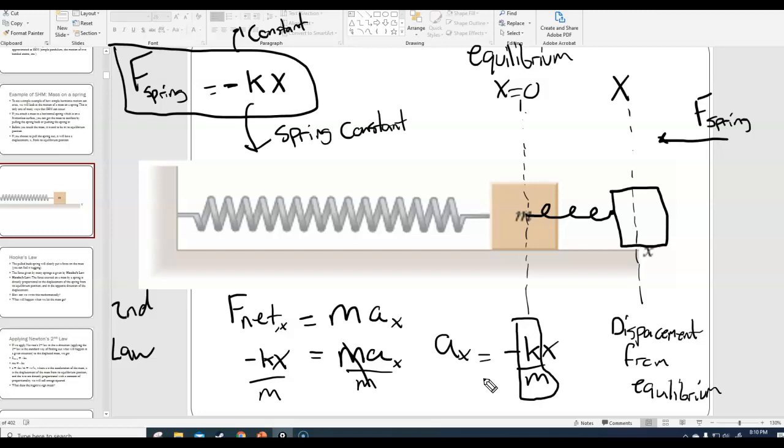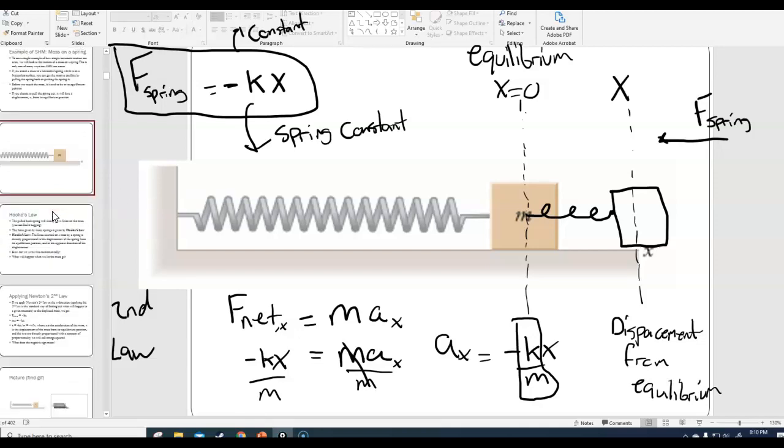Now, I haven't told you really what simple harmonic motion is. I've told you what conditions it exists under, but I haven't really told you the properties of simple harmonic motion and what that looks like. So that's what we're going to talk about now. Pause it there if you need to finish looking at that.